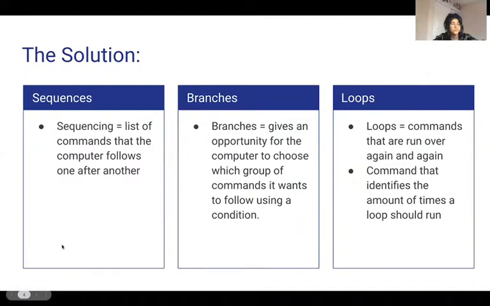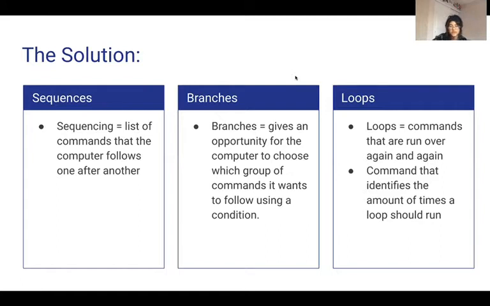Usually multiple people work on the same program, and because of this problem, computer scientists created techniques to help programmers. And here are the 3 techniques that programmers use up till this date. Sequences equal lists of commands that the computer follows one after another. A real-life example is planning out what places you want to visit when you're on vacation.